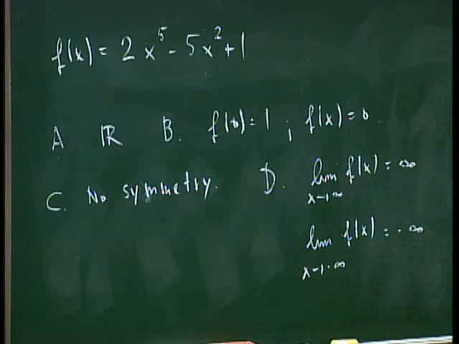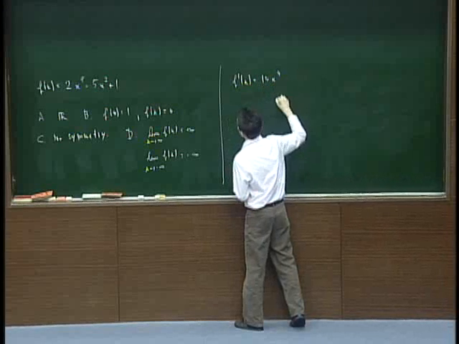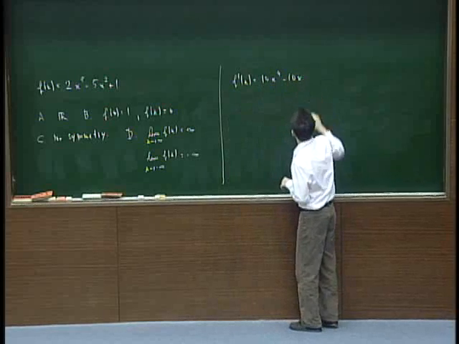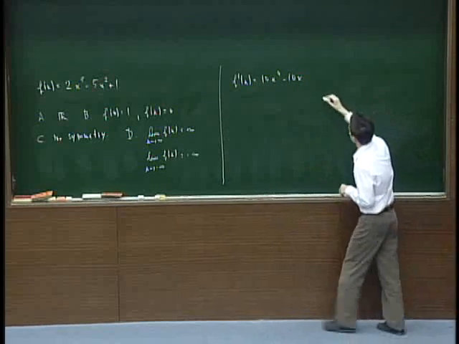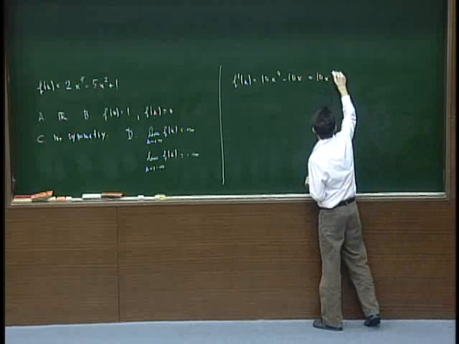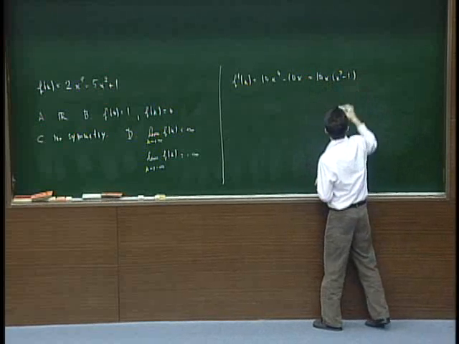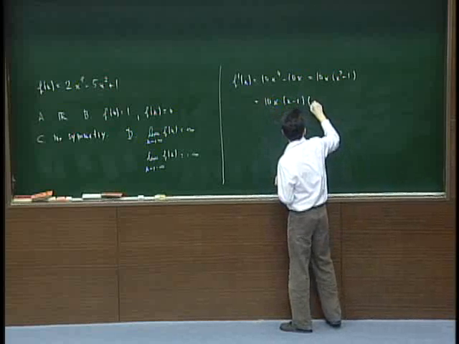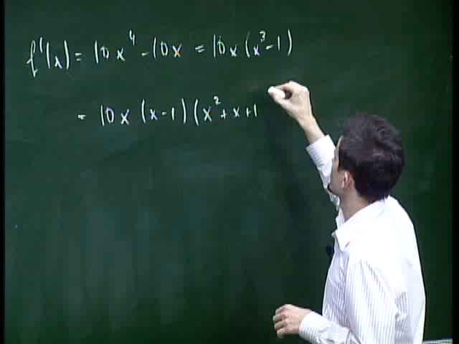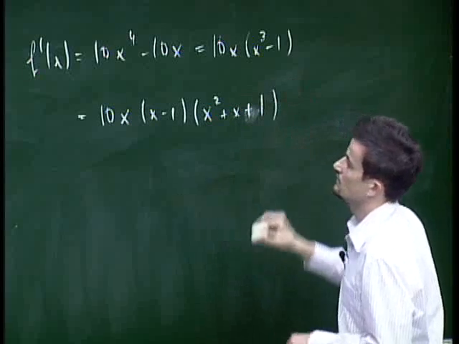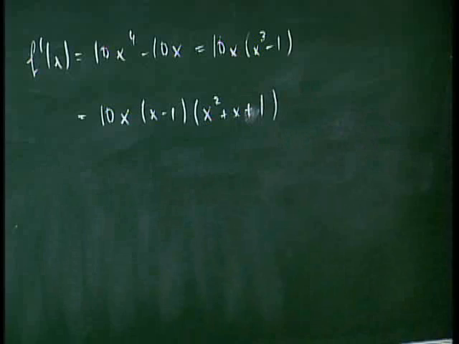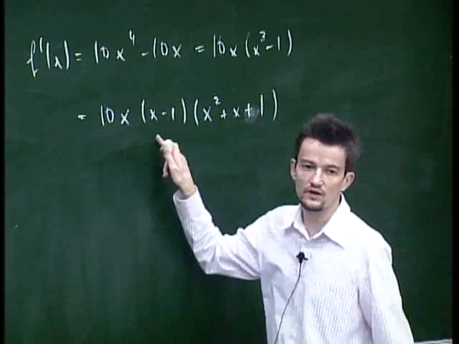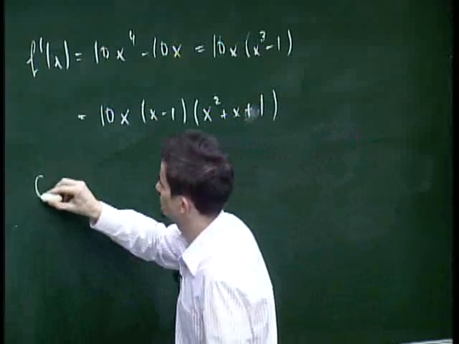Now we look into the derivative. So the first derivative is 10x to the 4 minus 10x. We can write this as 10x times (x cubed minus 1). But this we can write as 10x times (x minus 1) times (x squared plus x plus 1). So we see that there are two critical points, 0 and 1.